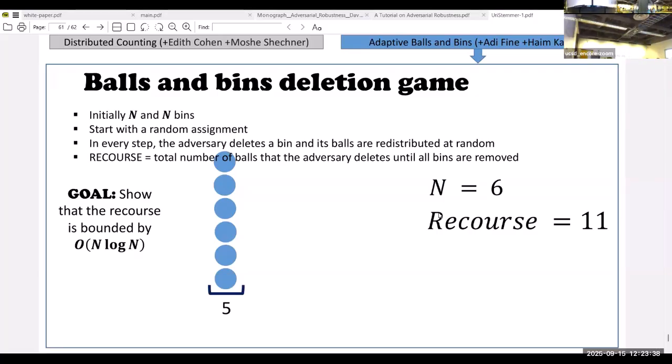How would you prove that? The problem is, after a few deletion steps, the assignment of the balls into the bins is not really random. It's somehow adaptive based on the choices of the adversary. So how would you formally prove this? Again, it's not an open problem or something. It's an easy exercise. I'm just ending my talk with this easy exercise.